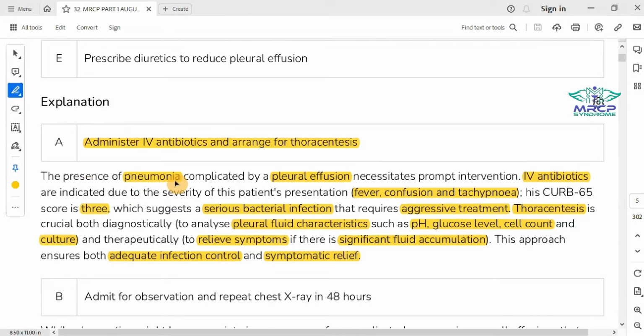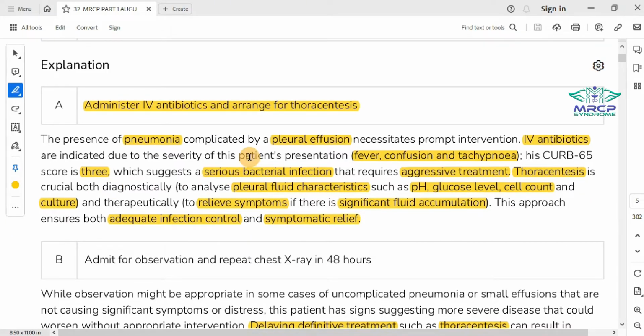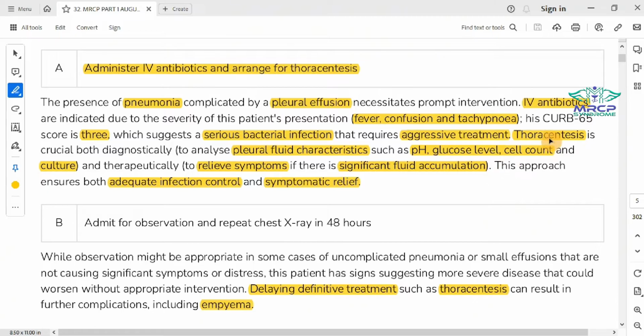The presence of pneumonia complicated by a pleural effusion necessitates prompt intervention. IV antibiotics are indicated due to the severity of this patient's presentation, like fever, confusion, tachypnea. His CURB-65 score is 3, which suggests a serious bacterial infection that requires aggressive treatment.